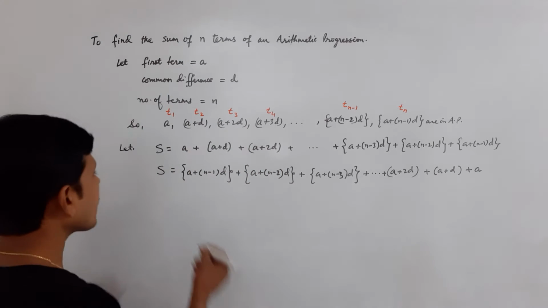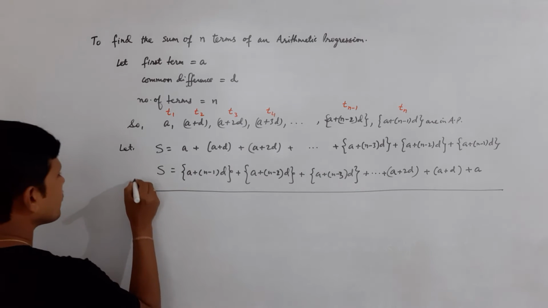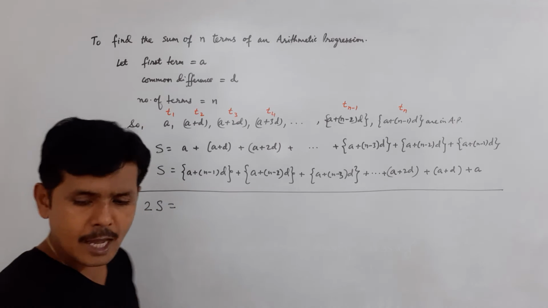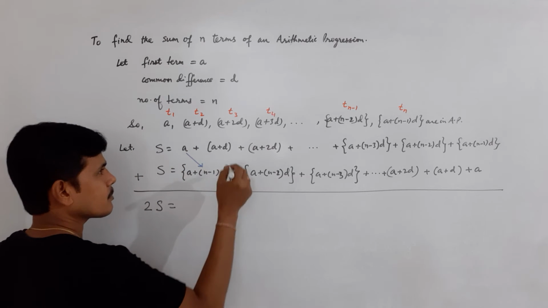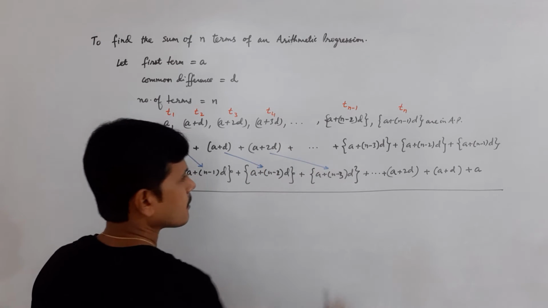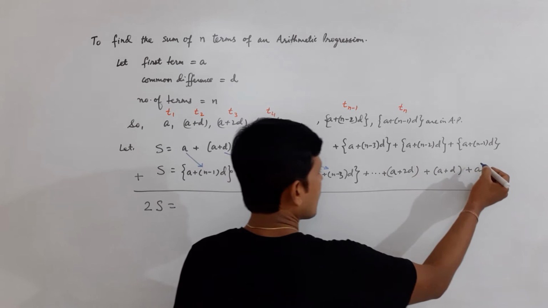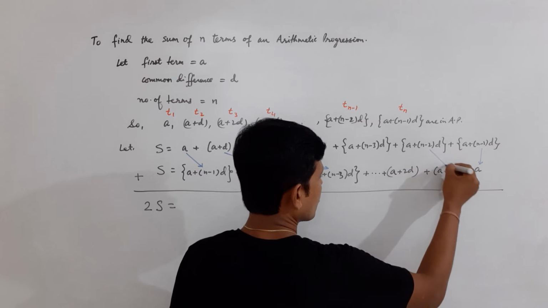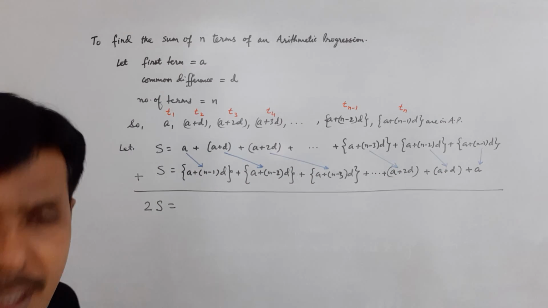Now I am going to add up. When I add, what will I get? I'll get S plus S equal to twice S. Over here I am going to add this first term with this last term, the second term with this second last term, third term with this third last term. Okay, over here I am adding A to this term, last term, over here with this, and this term with this. Now let us see what we will get.